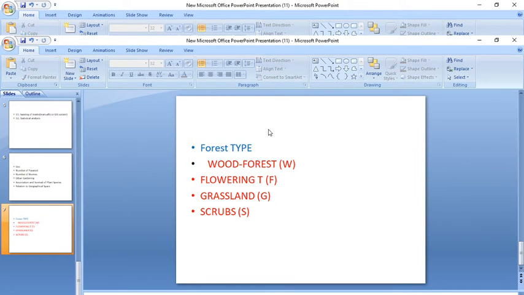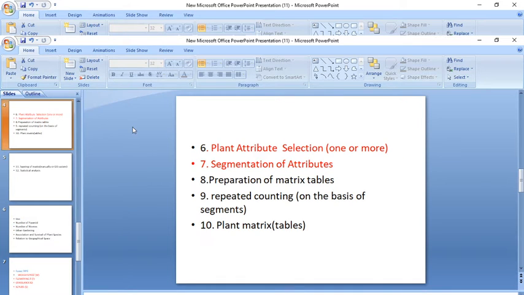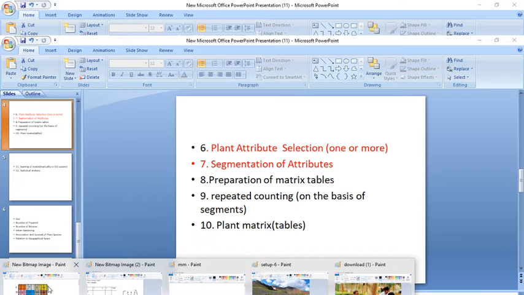And for the forest type we have segmented into the forest. Forest is full of diversities. For our limited knowledge, here we only divided the forest into four segments. One is woody forest, second is flowering tree, third is grassland and fourth is scrub. Now after this step, that is the seventh step, go straight forward to step 8, preparation of matrix table.